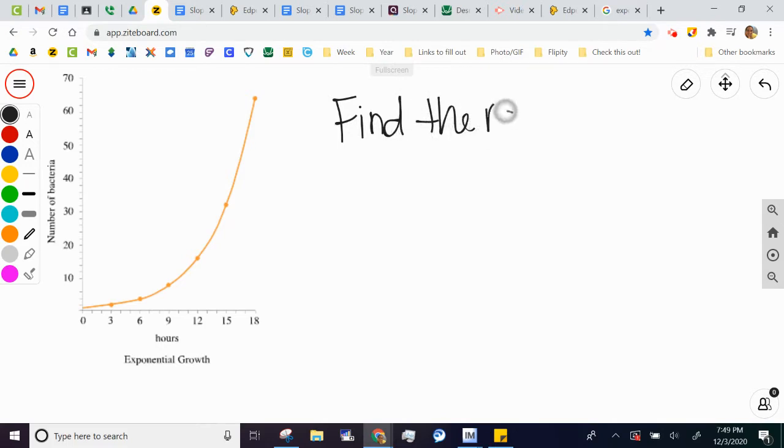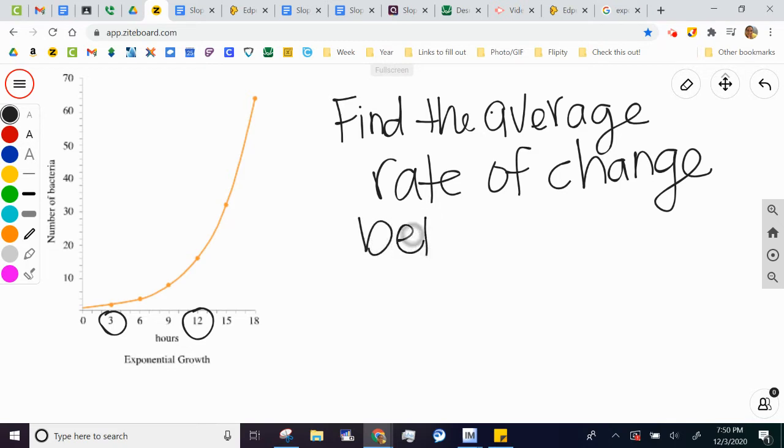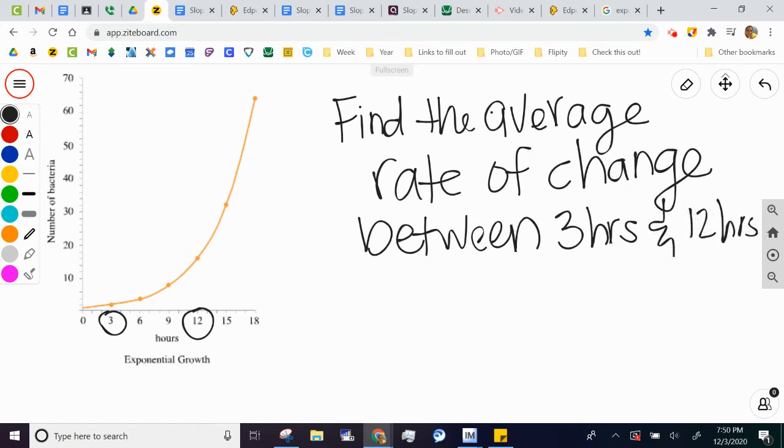Okay, so if we get a problem like this, they might ask us to find the rate of change. Oh, whoops, not the rate of change. We can't find the rate of change because it doesn't have slope, but they might say find the average rate of change, and then they'll tell us between a specific increment. Maybe they said 3 hours and 12 hours. It really doesn't matter, but they will give you something there.